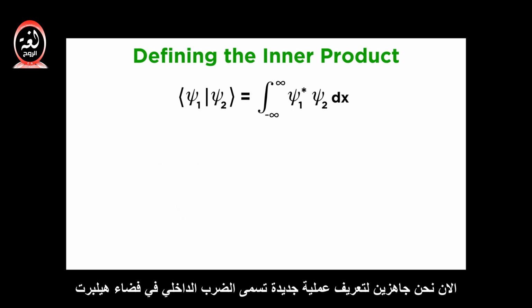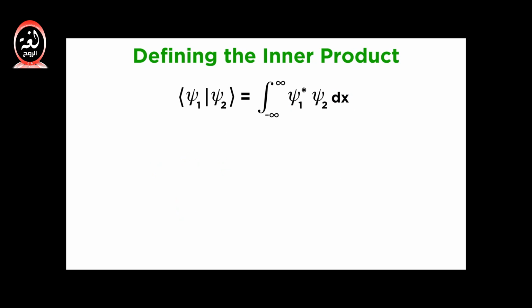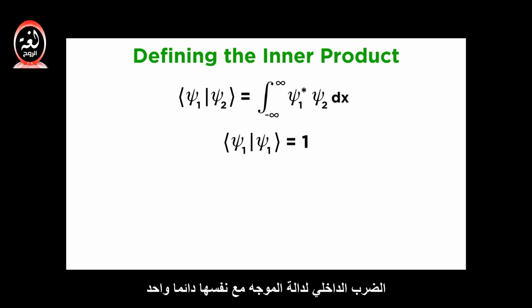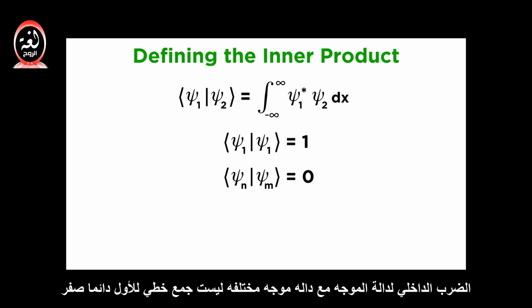Now we are ready to define a new operation called the inner product in a Hilbert space, which uses the bracket notation we just learned. The inner product of psi 1 and psi 2 is equal to the integral over all space of psi 1 star times psi 2 with respect to x. A few things to know regarding the inner product are as follows. The inner product of a wave function with itself is always 1, and the inner product of a wave function with a different wave function that is not a linear combination of the first is always 0.